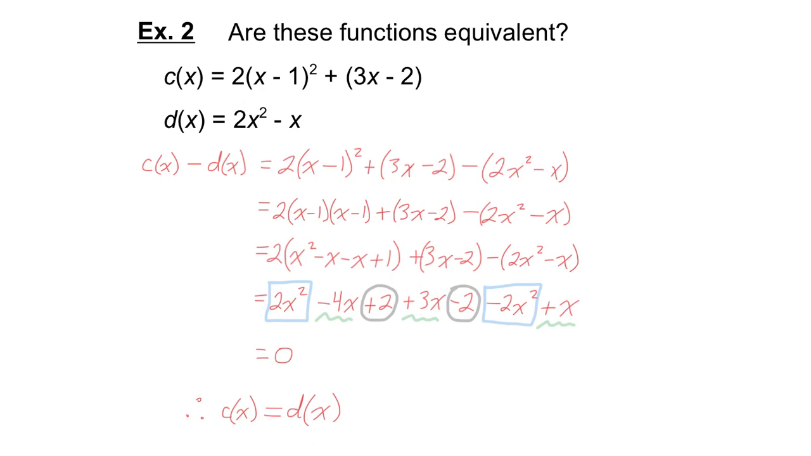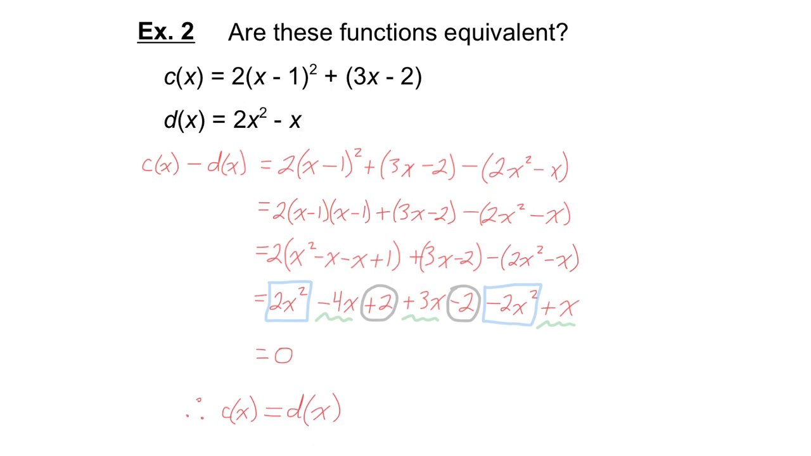Here's all my work. What I did was I took c of x, wrote it here, and I'm subtracting d of x here. Notice I put d of x in brackets because I'm subtracting the entire function, not just the first term. I notice that I have an exponent of 2 here. Remember what that means. An exponent of 2 means you're multiplying the base of the power by itself. In this case, x minus 1 is the base, so it's x minus 1 times x minus 1.